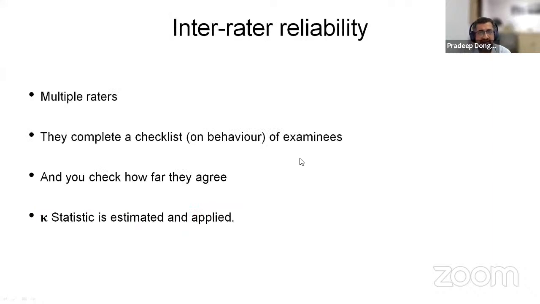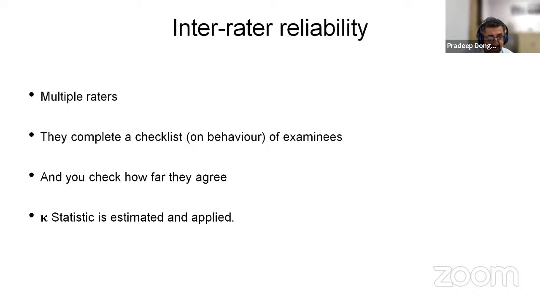So you can have something called inter-rater reliability also. As you did your content validity using a group of experts, you can have a group of experts who are going to complete a checklist on the behavior of examinees. So you give your questionnaire to a group of respondents, you prepare a checklist, and you give them, for example, how they are related to the questions, and they try to complete the checklist on the behavior of the examinees or the respondents.